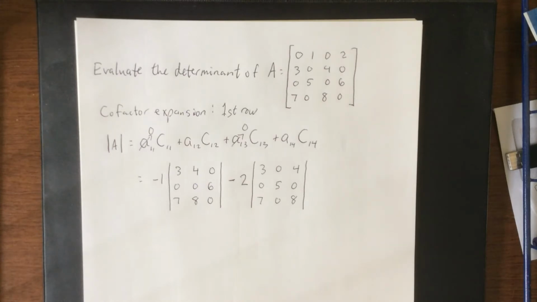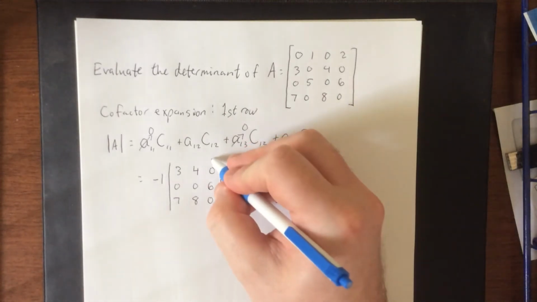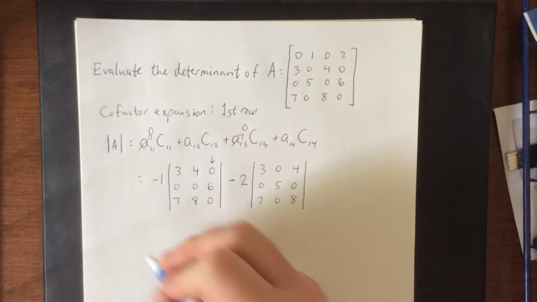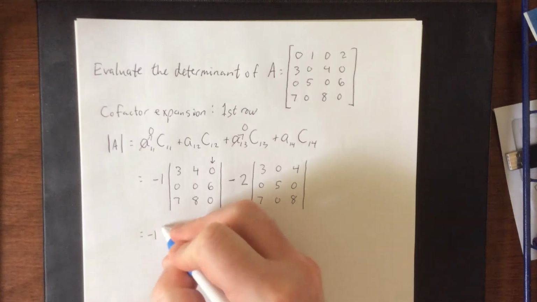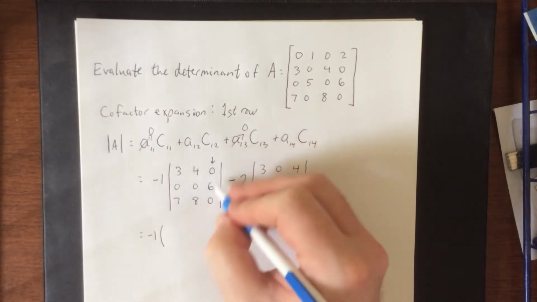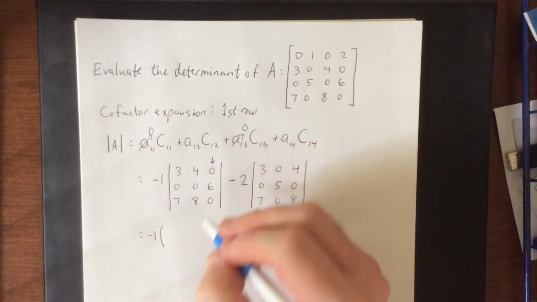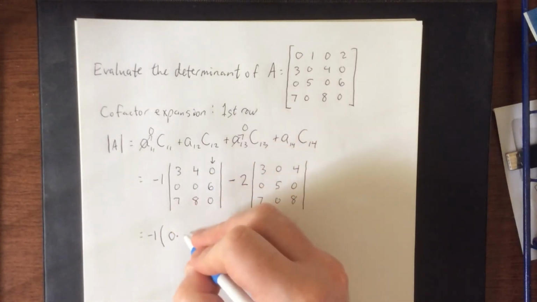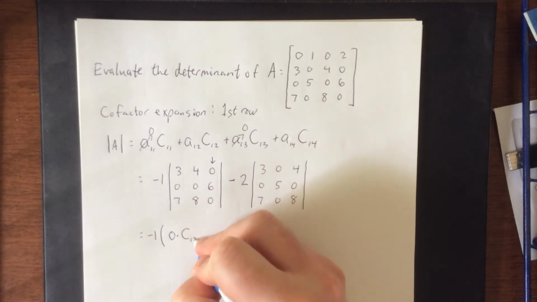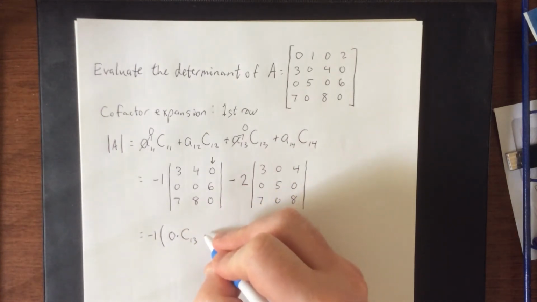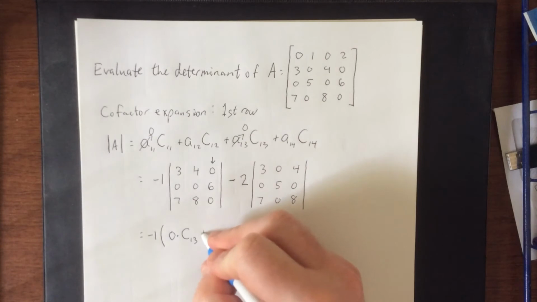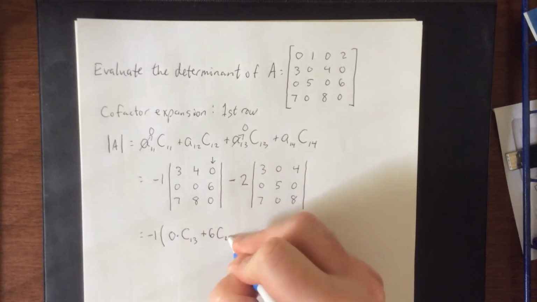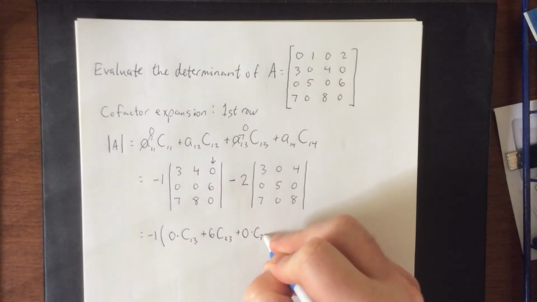Now, as far as how I'm going to evaluate these things, I am going to do another cofactor expansion. I'd like to go down the third column for the first one. The reason that I'd like to go down the third column is because, once again, we're going to see some entries that wind up being 0. So we'll see a 0 times the, I guess that would be the 1, 3 cofactor in this case, plus 6 times that cofactor, the 2, 3 cofactor, and then plus 0 times the 3, 3 cofactor.